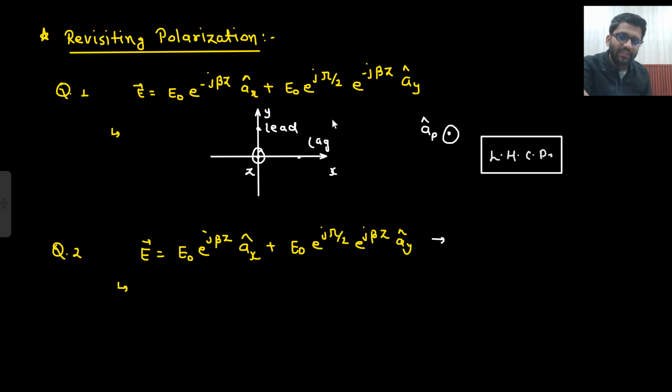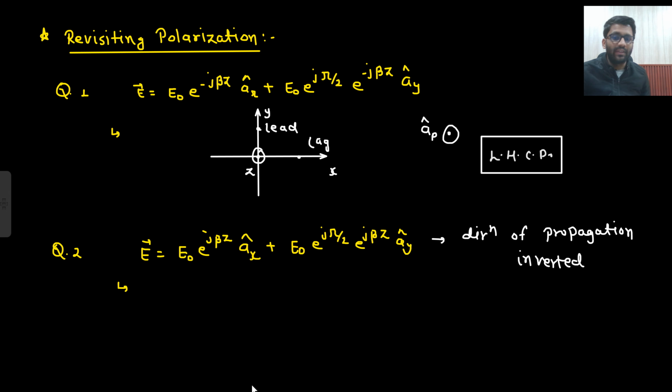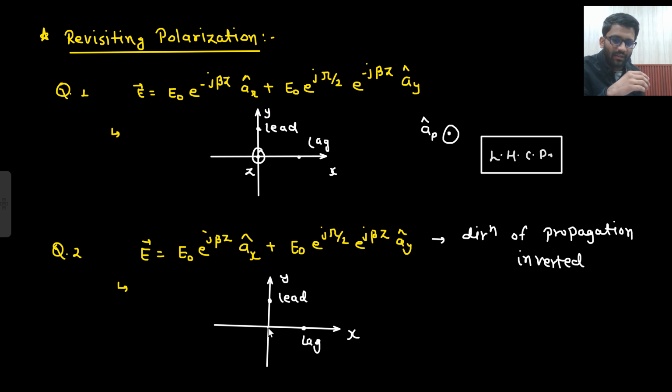So with respect to question 1, what is the change here? Direction of propagation inverted, which means just the opposite. We already know it is circularly polarized, so let's check whether it is left hand or right hand. This is my Y, this is my X. Y is at lead, X is at lag. Where will my Z be? X cross Y, so Z will be towards me.